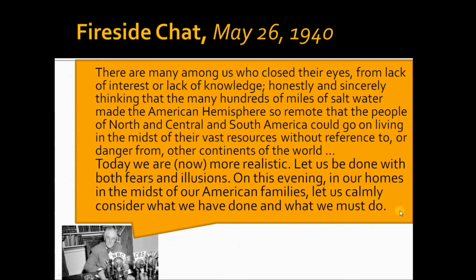And what he was referring to was the previous American desire to remain apart from it all, right? He says that they did so because of their fears and illusions. In other words, it was not grounded in reality, and he was telling them that, hey, if you look at the reality of the situation, what we must do is to get involved.